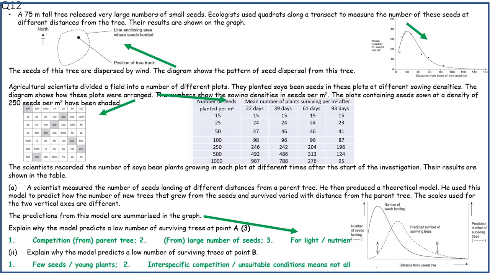Explain why the model predicts a low number of surviving trees at point B. It's because there's less seeds. There might be interspecific competition with other species, or the conditions might be unsuitable.